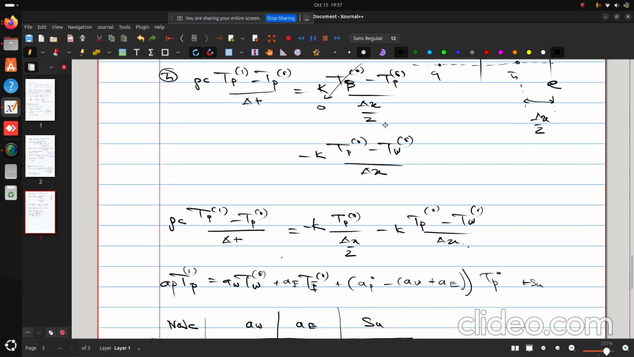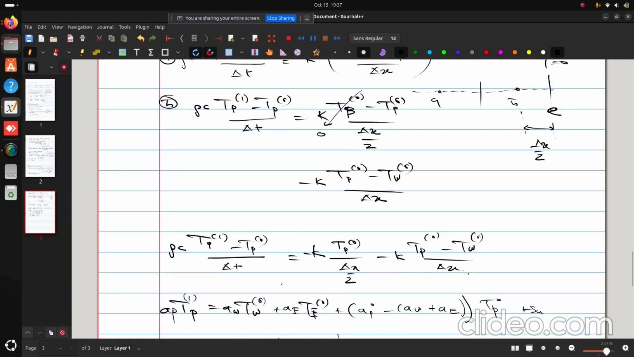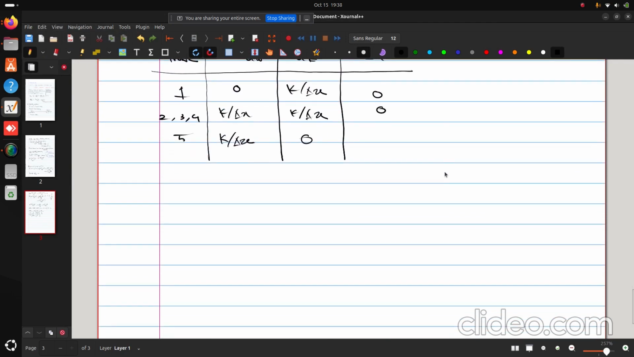So I'll just expand this term and show you how the source term is getting absorbed. rho c equal to k by delta x by 2, TB minus TB naught.